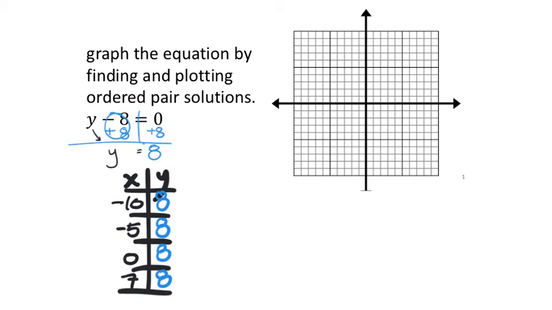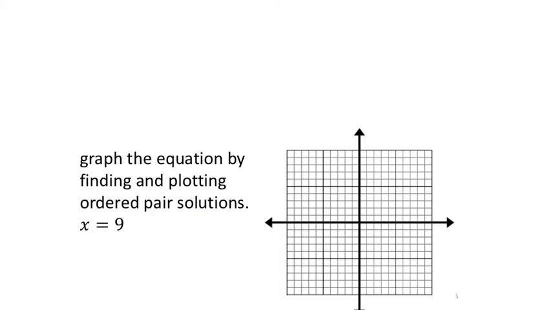Well, negative 10, 8, well, that'd be up here. Negative 5, 8 up here. 0, 8, there's our y-intercept. And then 7, 8, yeah, about right there, okay? So what does the graph look like? It's really just, if you connect all those points together to make this line, it's a horizontal line. And you'll see this, any y equals, if there's no x there, y equals just a number, you get a flat line like this, okay? And we'll contrast this with what x equals looks like on the next problem.